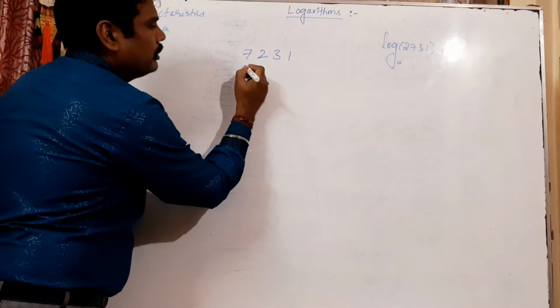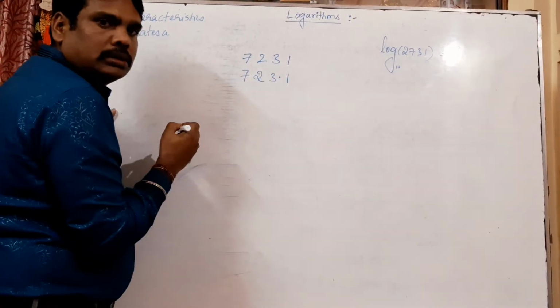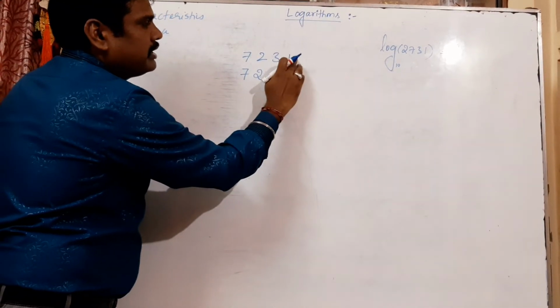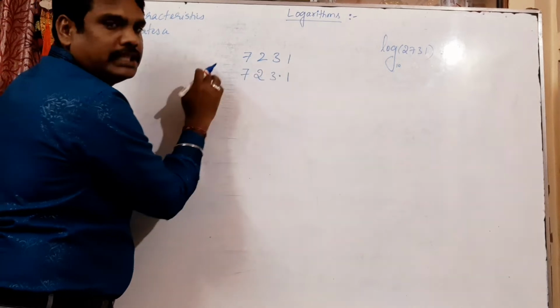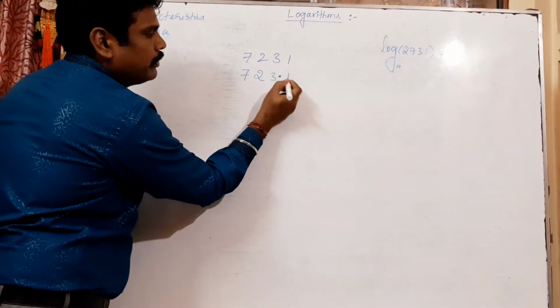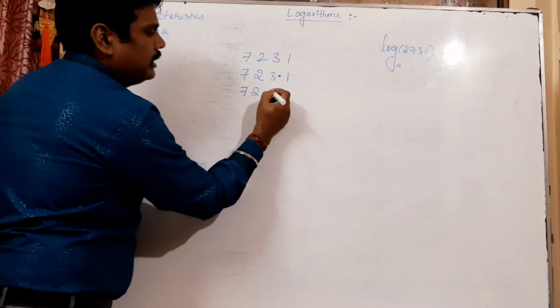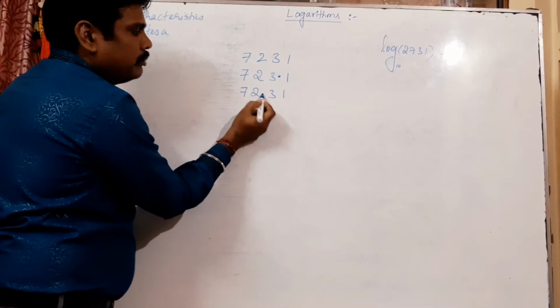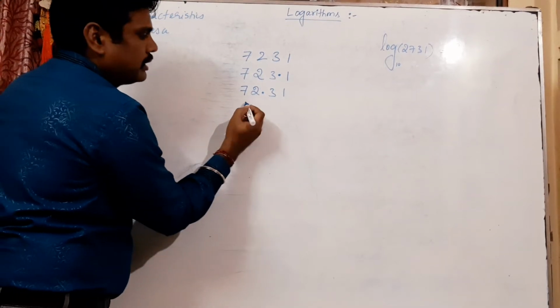Next, I want to take the same value, 723.1. Now how many digits are there before the decimal? If there is no decimal, it is understood. Here there is a decimal. How many digits before the decimal? 4 digits. Here how many digits before the decimal? 3 digits. Same thing I will write, 72.31. So this is the decimal position. How many digits before the decimal? 2 digits.